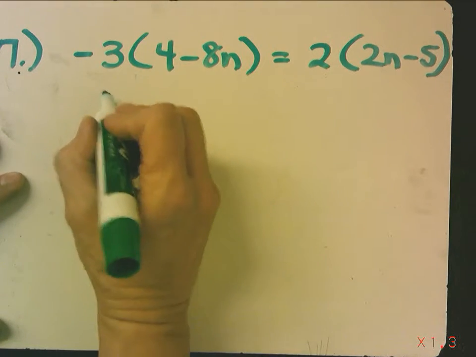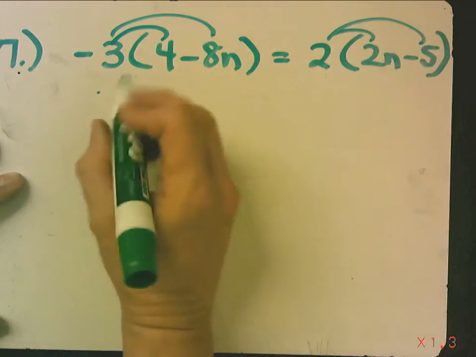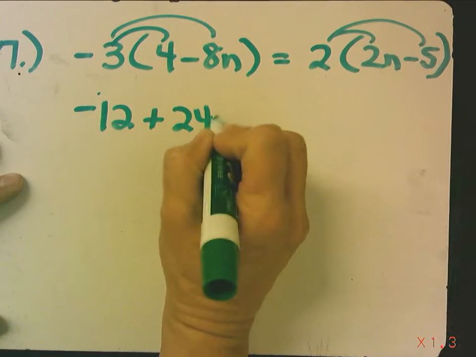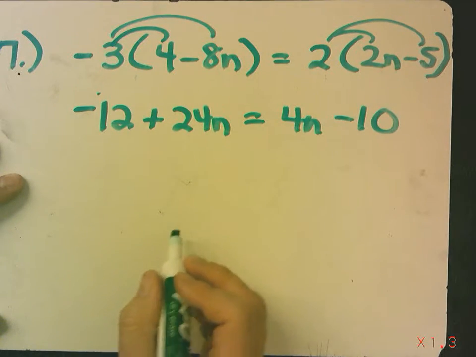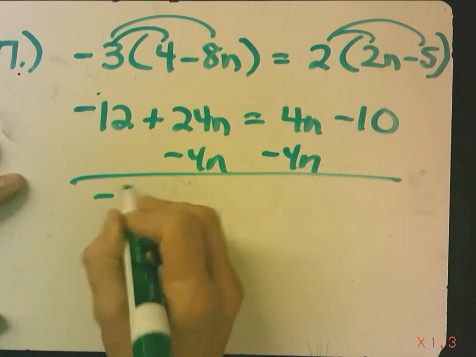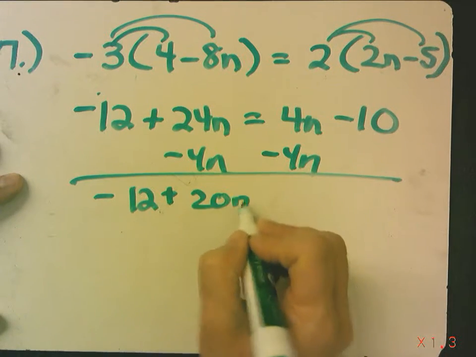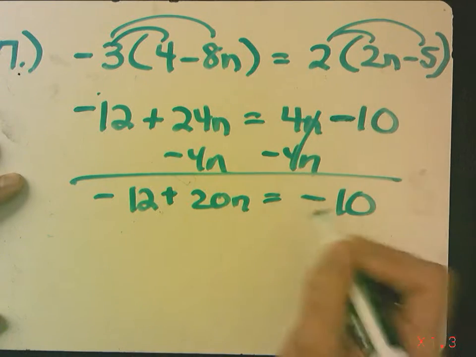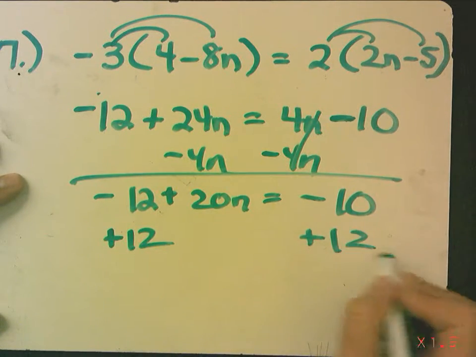Okay, now I'm going to distribute. See, I even put the arrows and I'm pretty good at math. Negative 12 plus 24n equals 4n minus 10. I'm going to subtract 4n from both sides. Careful to make sure I realize that's a negative 10. Now I'm going to add 12 to both sides.